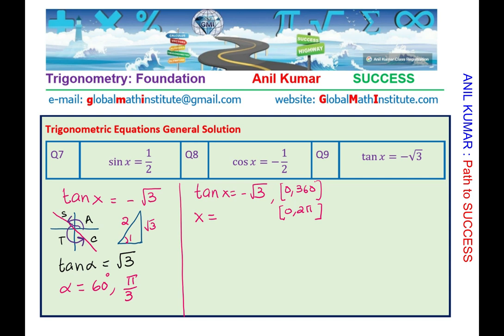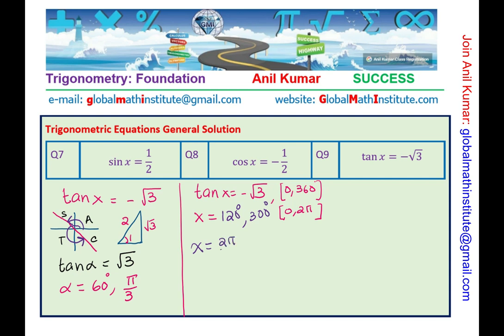Now the first one here is 120 degrees, because the acute angle is 60 degrees. The other one here you will also write as minus 60 degrees, right? Or you write 360 minus 60, or 300 degrees. As far as radians are concerned, the angles will be 2 pi by 3 and 5 pi by 3. So these are the two solutions within 0 to 360 or 0 to 2 pi.